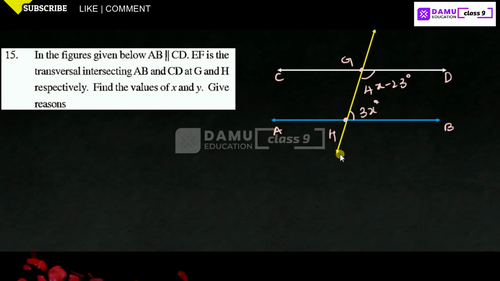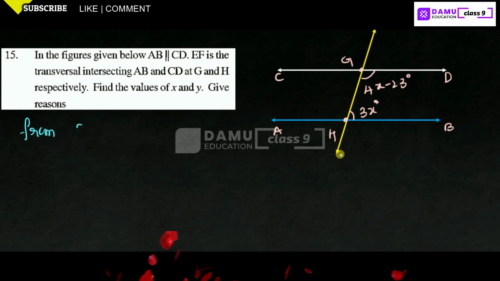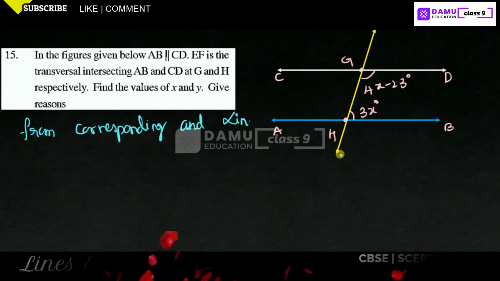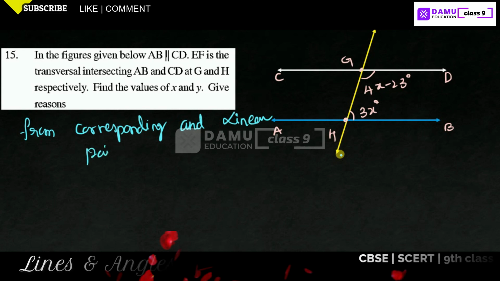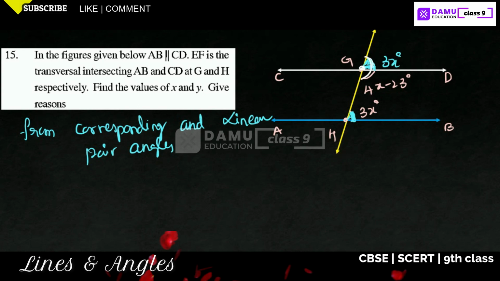We can solve this one by using another method. What is that method? It is from corresponding and linear pair angles. What you can write here is, this 3x degrees will be equal to this angle. So this is also corresponding, this is 3x degrees. Finally, these two are adjacent angles, these two are making a linear pair. From linear pair, the sum of two adjacent angles will be equal to 180 degrees.